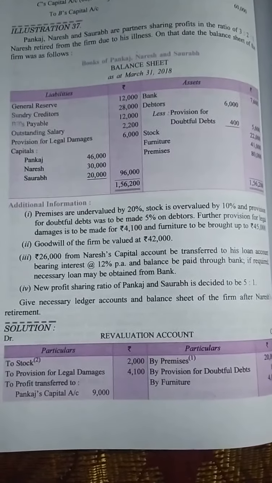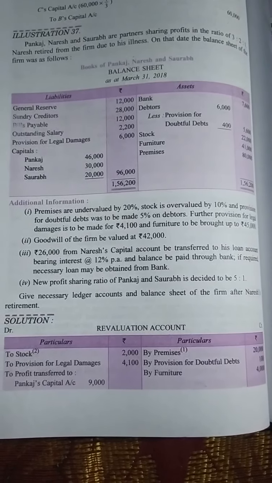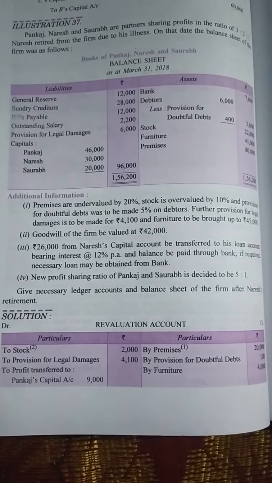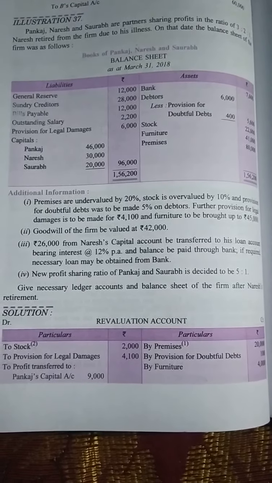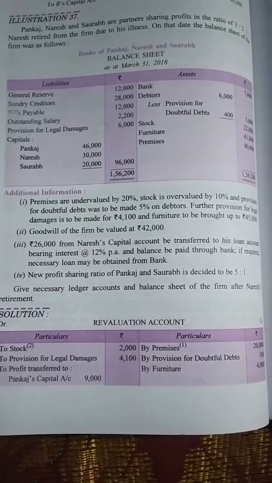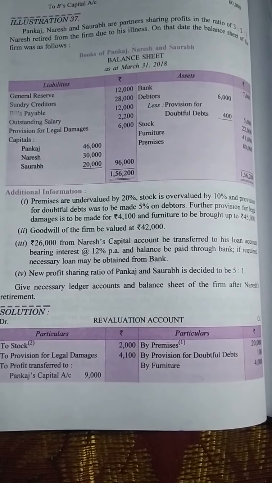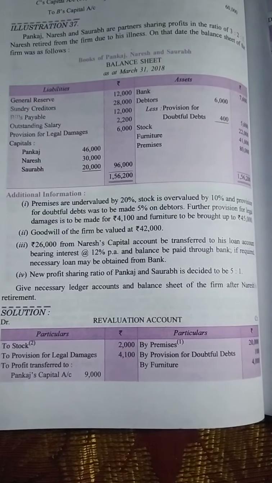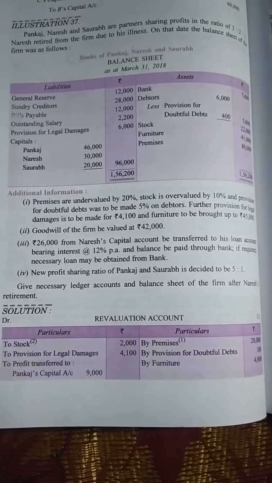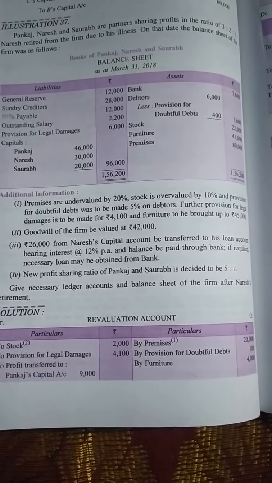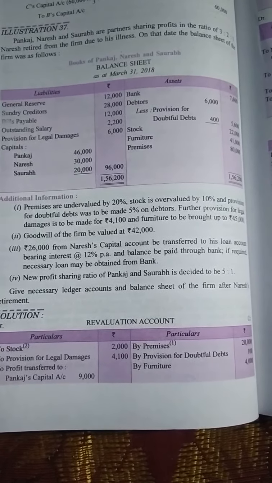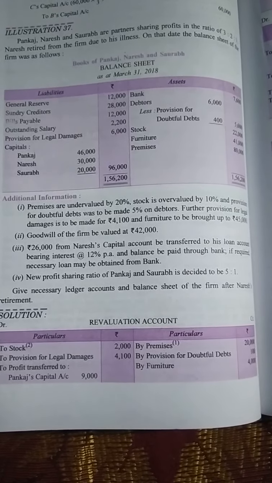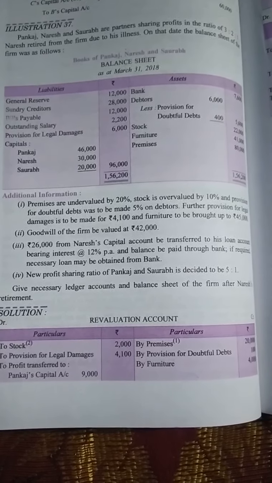Now, first of all, we need to prepare the revaluation account, and I told you that for the preparation of a revaluation account, you need to see the additional information. In the additional information, you need to see the concerned assets or liabilities whose value is decreased or increased. So I am reading out the very first additional information. First, premises are undervalued by 20%.